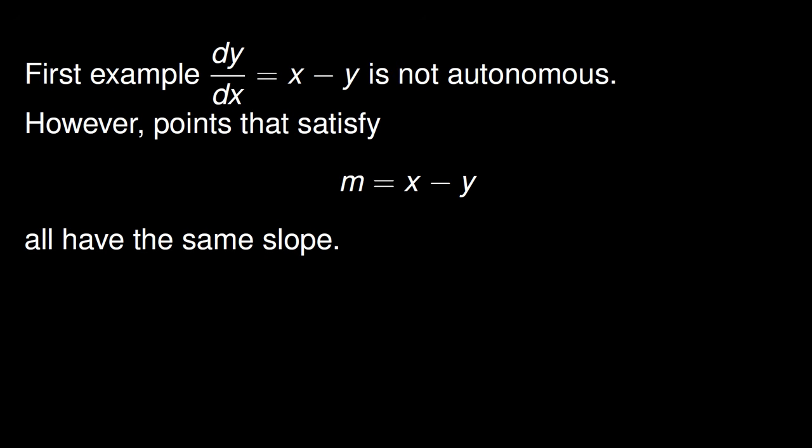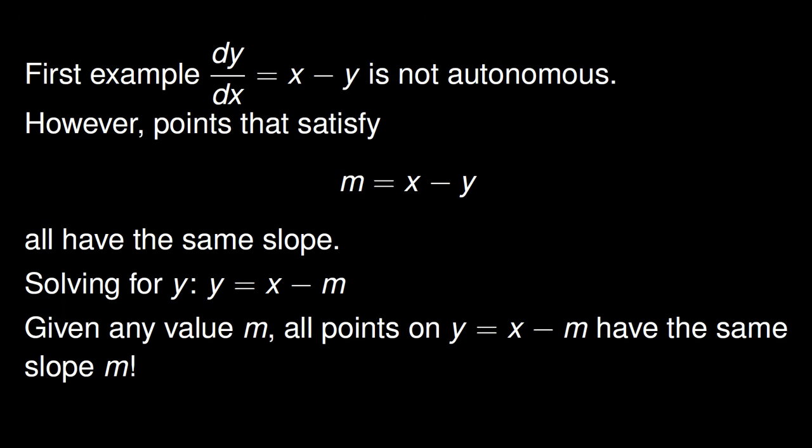But if we go back to our first example, this is not an autonomous differential equation. However, if we just choose a random value for m and set, remember this derivative is the slope, if we set this x minus y equal to m, then every single point that satisfies this equation will have the same slope. And if I solve this equation for y, I get y equals x minus m. So every single point that satisfies y equals x minus m will have a slope of m. And this will greatly simplify our lives, so we don't have to plug in every single point. We could just pick a couple values for m and look for the pattern.